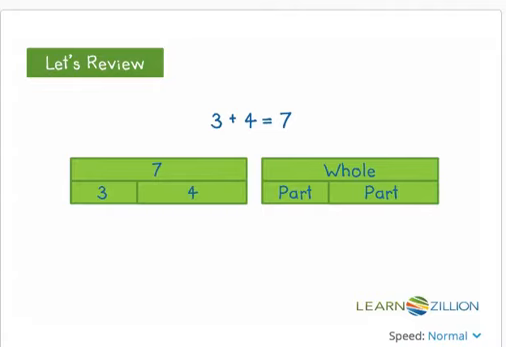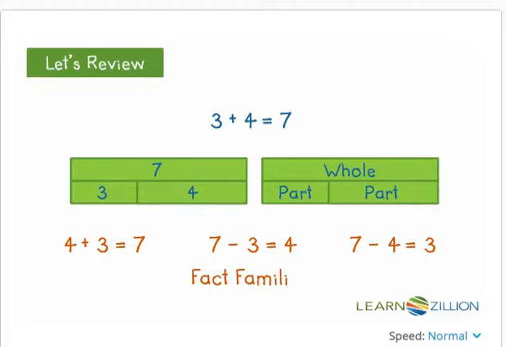We could write 3 plus 4 equals 7 as 4 plus 3 equals 7, 7 minus 3 equals 4, and 7 minus 4 equals 3. These equations are all equal to each other, and they are called fact families. Fact families can be useful when solving equations.